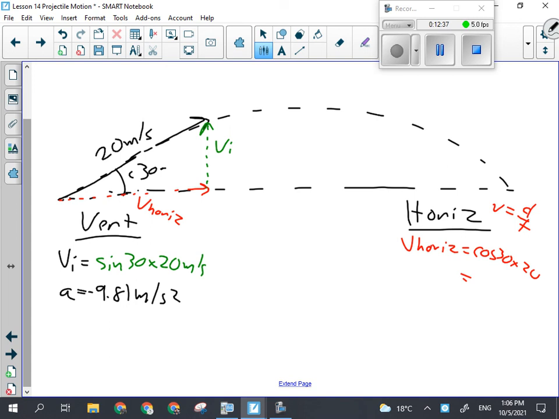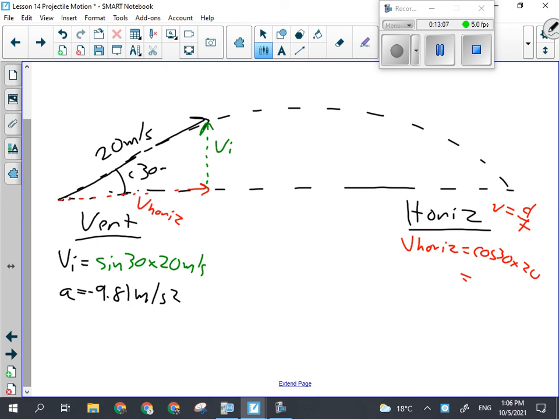I would have one more piece of information if the launching point and the impact point are the same height. So it's on a level piece of ground, like a football field. I would also know VF. What would VF be? It's not 0. Same as VI.